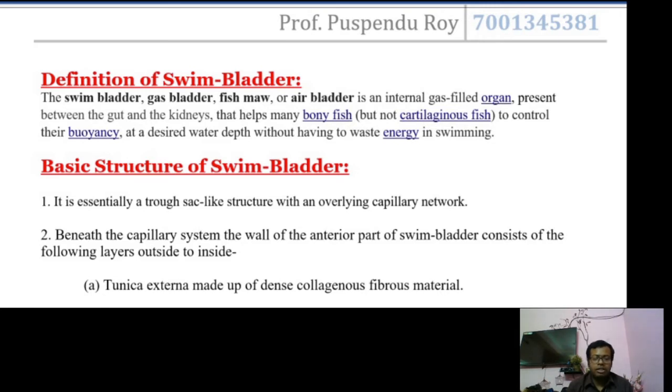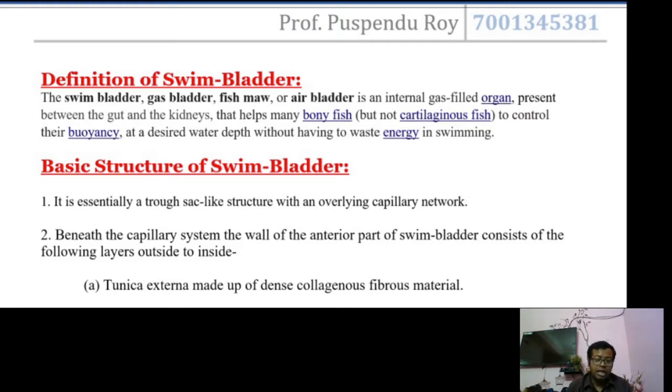The swim bladder is an internal gas-filled organ present between the gut and the kidneys. It helps many bony fishes to control their buoyancy. That is, they can use the swim bladder to remain at a desired water depth without having to waste any energy in swimming.